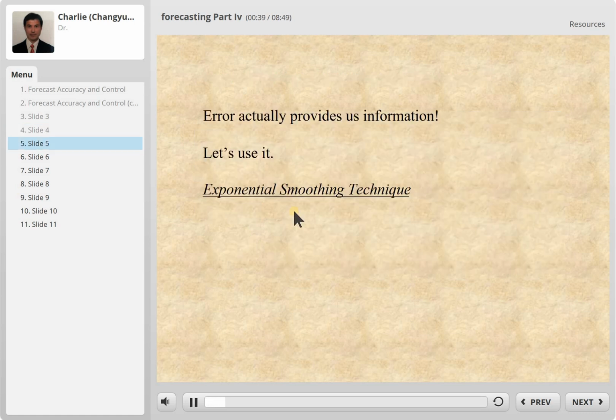We can find that in our past examples, we always have errors. So errors are something we try to minimize. There's another way to think about errors. Error actually provides us some information. If it gives us something useful, why don't we use that? That's the idea. And then we develop a new forecasting technique. We call that the exponential smoothing technique.